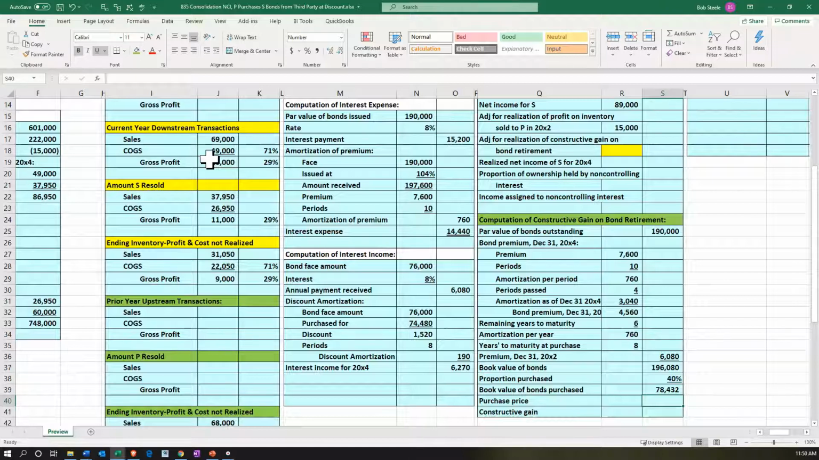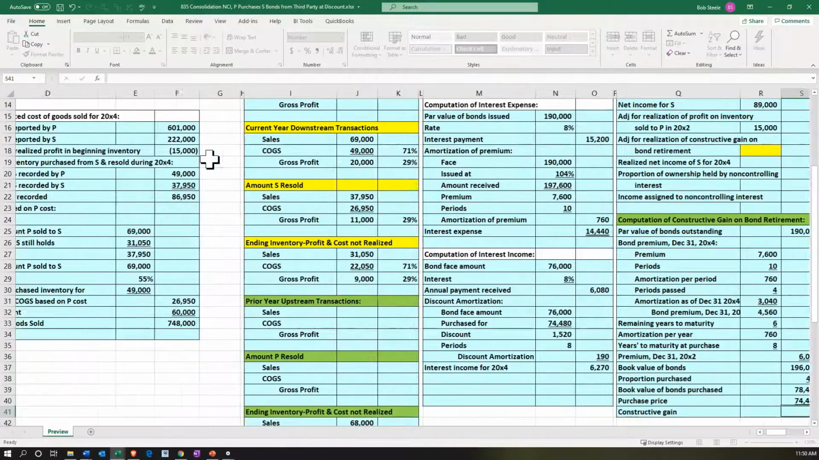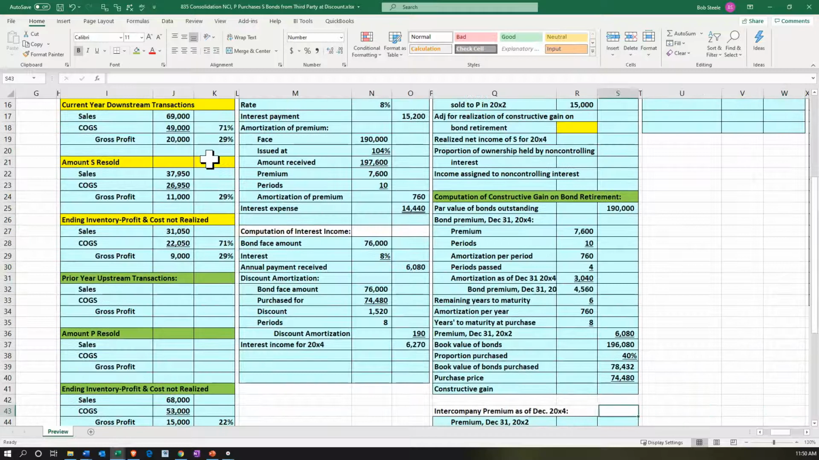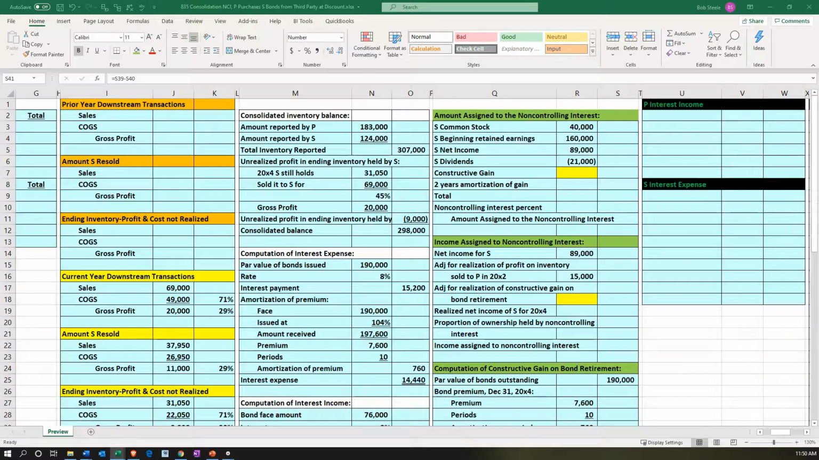Now, how much did they pay for it? You would think that'd be how much they paid if they bought it at that. But no, they paid 74,480, which means that they paid less. So in essence, that's what we're calling that constructive gain that we have to deal with. Now that we know that number, let's go back up top, to these transactions up here, and consider the constructive gain that we have now calculated.